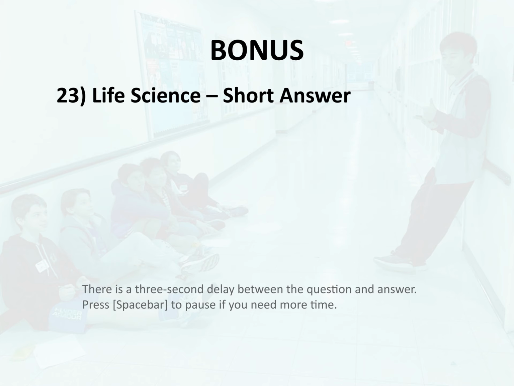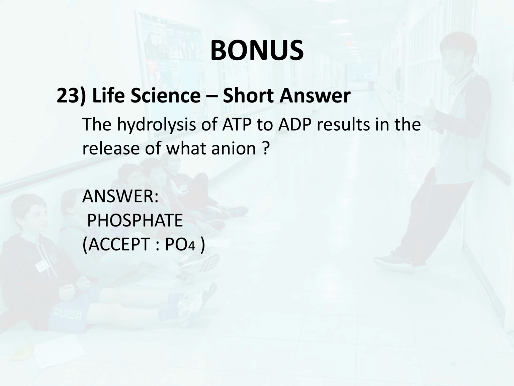Bonus, 23. Life science, short answer. The hydrolysis of ATP to ADP results in the release of what anion? Answer. Phosphate.